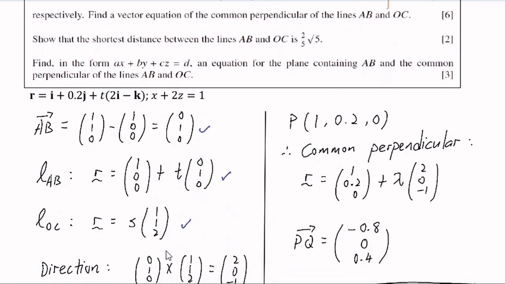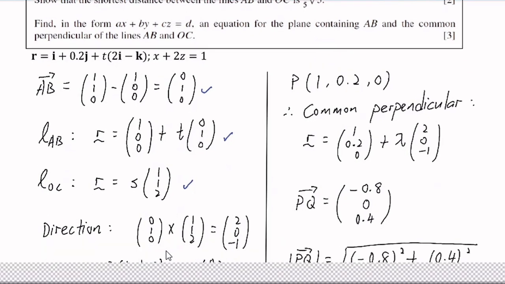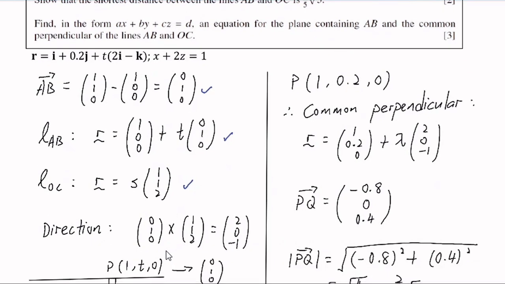Because it passes through the origin, this is the direction, 112, and it will become the equation. So we have got s(112), and the point that it passes through is actually the origin, so we don't need to write the point there.